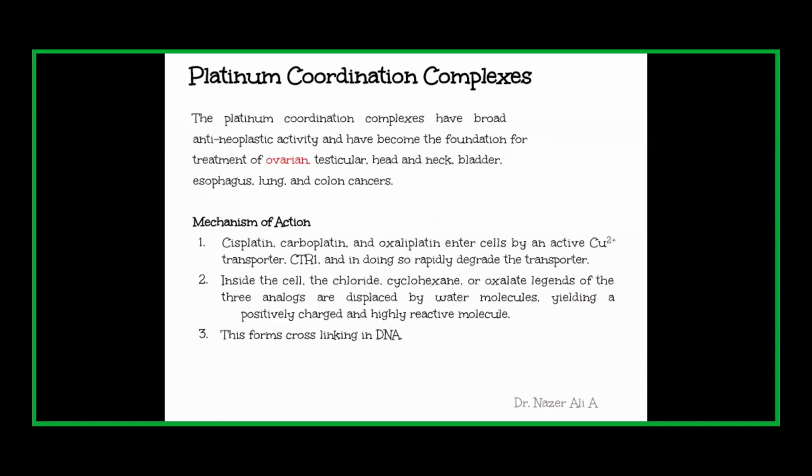Okay, so the second one is platinum coordination complexes. Platinum coordination complexes have broad antineoplastic activity. They can be used in various types of cancers like ovarian cancer, head and neck cancer, lung cancer, bladder, colon, rectum. So how does it act? Usually, cisplatin.